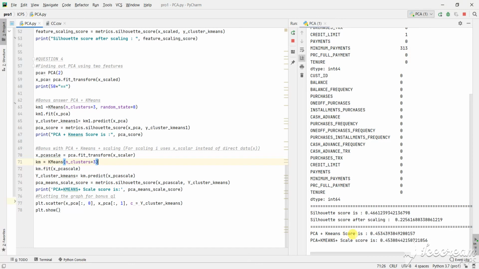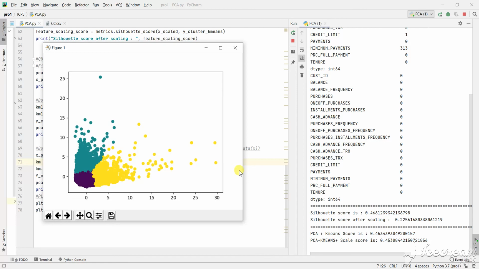If you can see both the scores, it's 0.4534 and it's 0.4530. There is a slight difference, and I have even plotted a graph for that. If you can see, this is the graph for that.